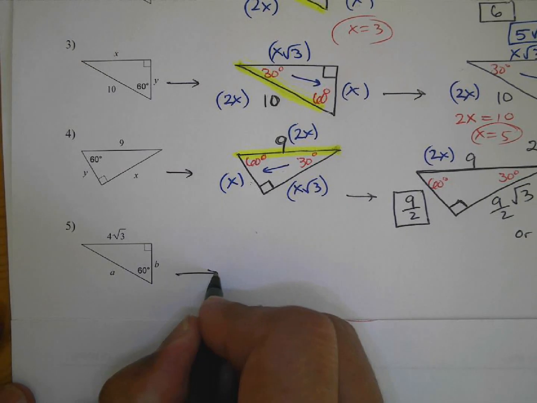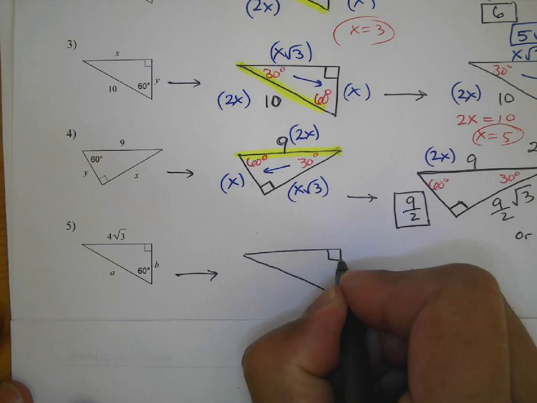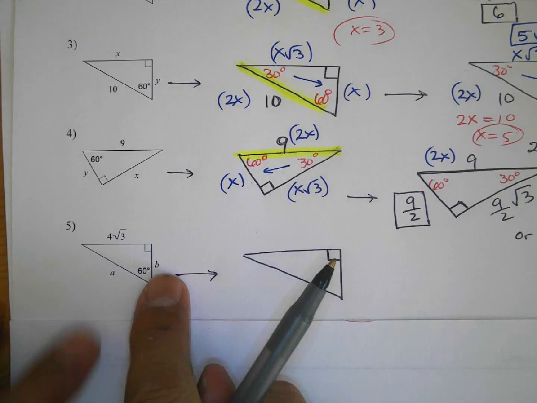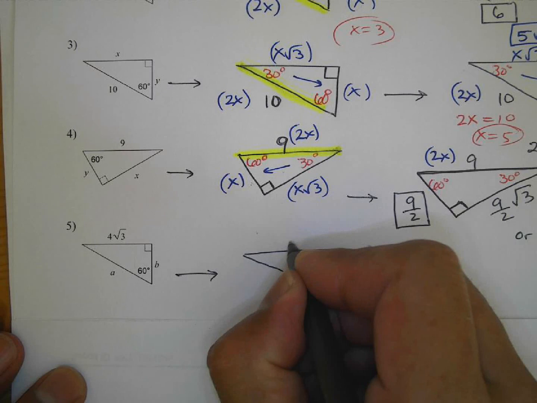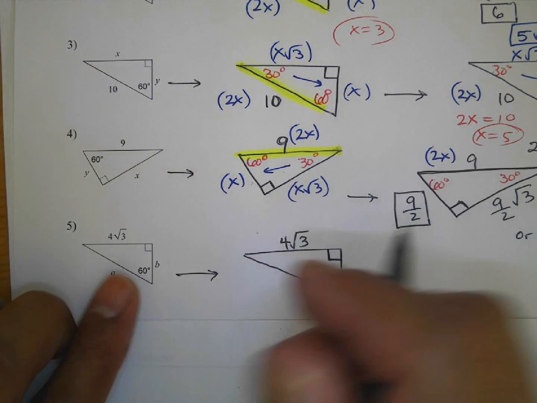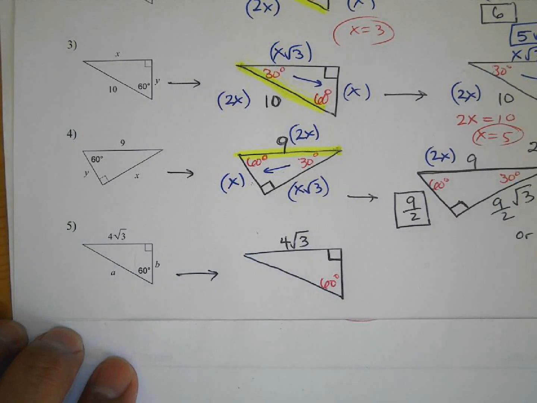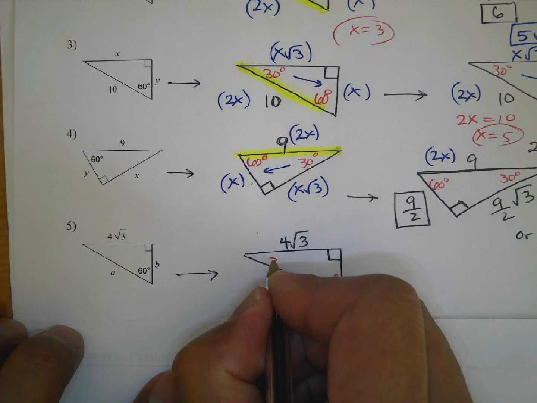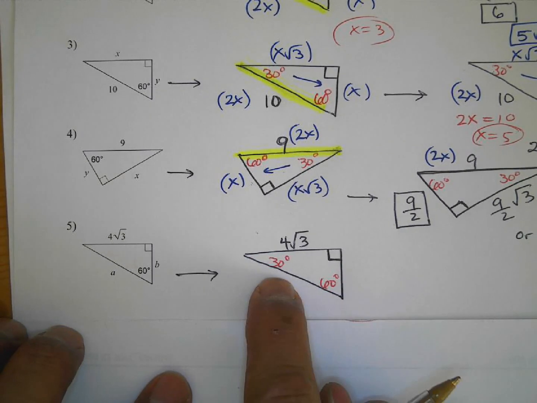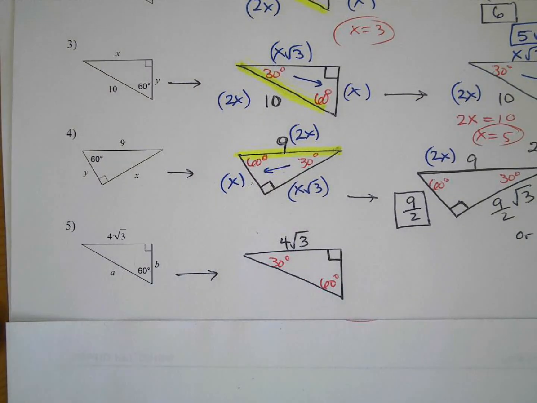Okay, hopefully you copied it. I have a triangle going like this. I'm going to forget about these letters. I'm going to only look at this number here, and this 60 here, this angle. Well, first fill in the angles. If that one's 60, this one's 30. So 30, 60, 90. How do we label the sides?